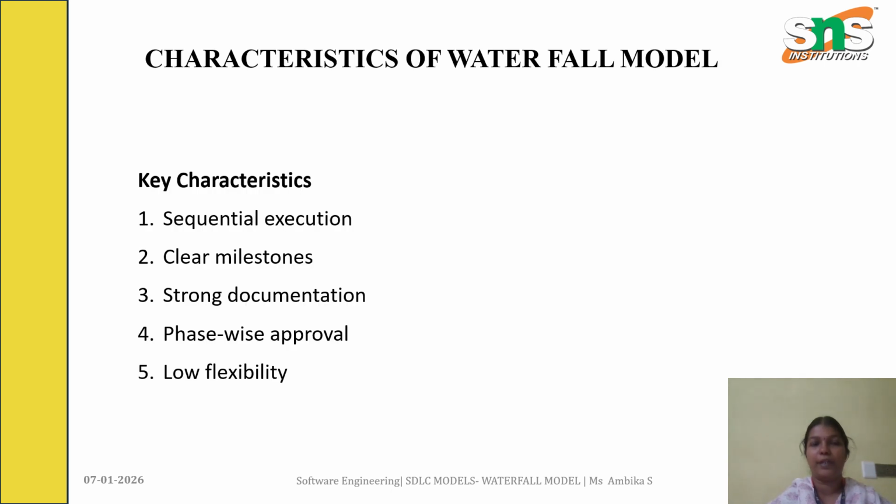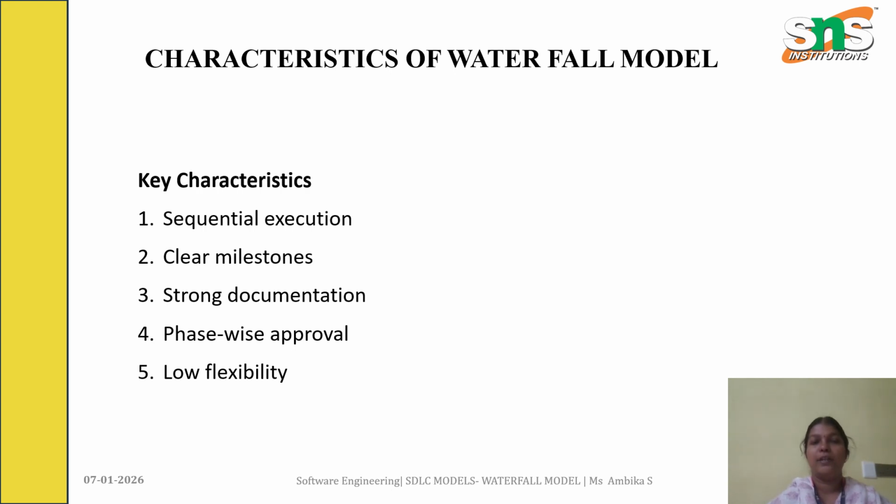Characteristics of the waterfall model. There are some key characteristics. Sequential execution, that is, one module is executed after the completion of another module. Clear milestones. Milestones are nothing but the achievements that we are going to achieve in the project. So the clear milestones will be there in the waterfall model.